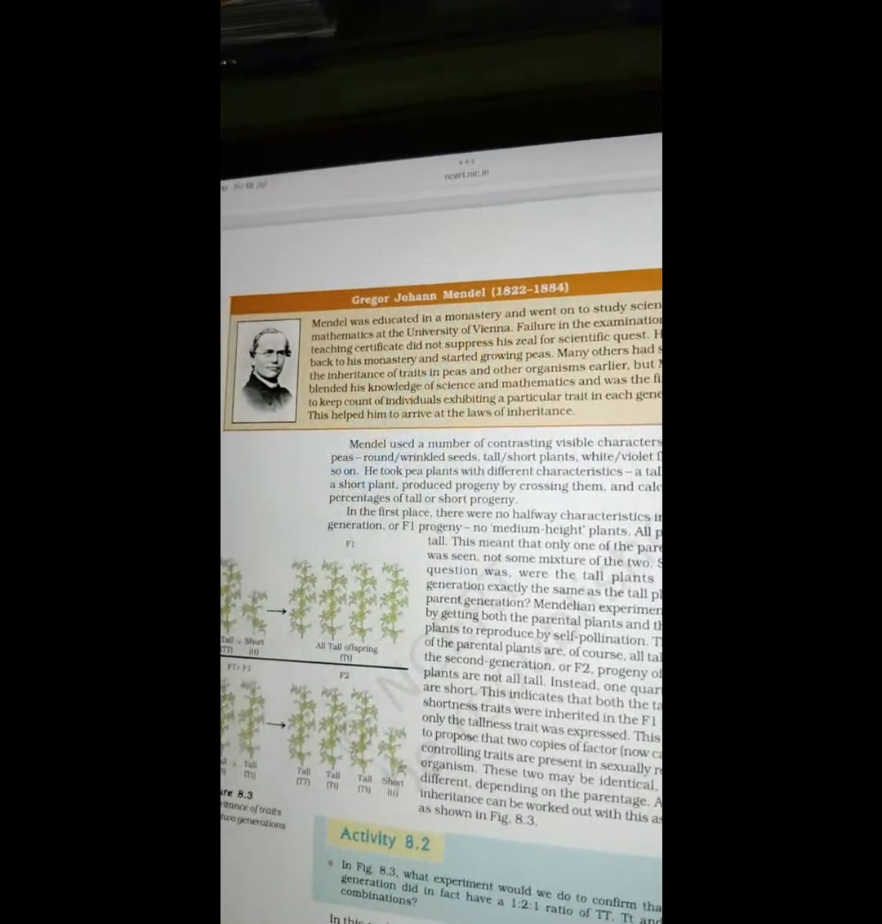Next page. Here they are letting you know about Gregor John Mendel. So this man seen here, he is Gregor John Mendel. Mendel was educated in a monastery and went on to study science and mathematics at the University of Vienna. Failure in the examination for a teaching certificate did not suppress his zeal for scientific quest. He went back to his monastery and started growing peas.